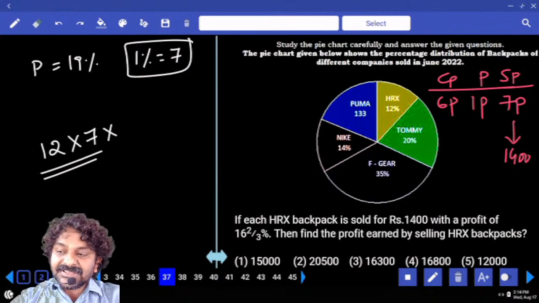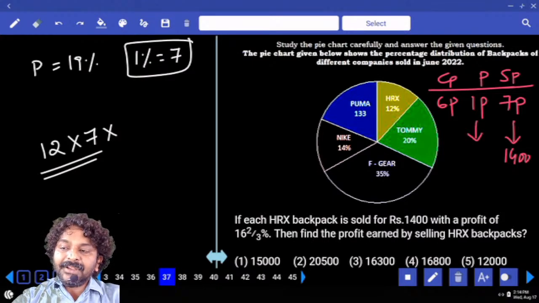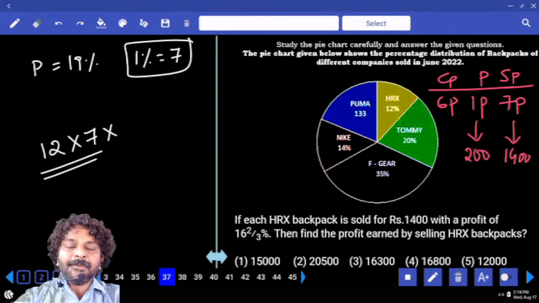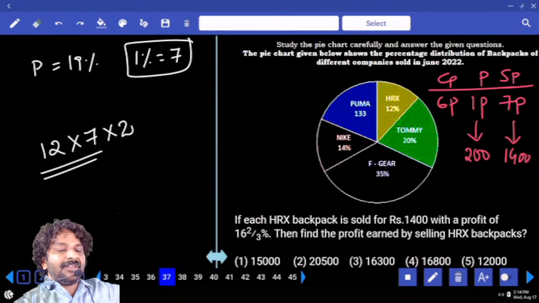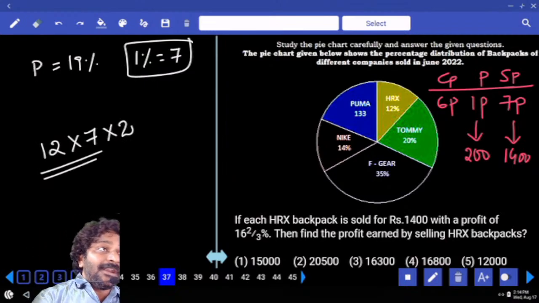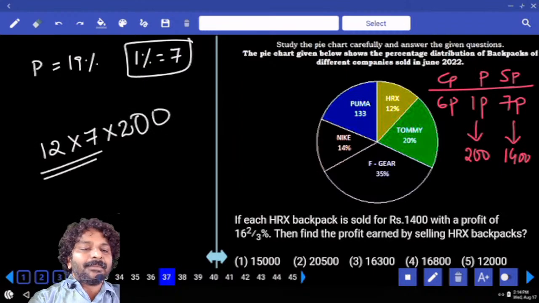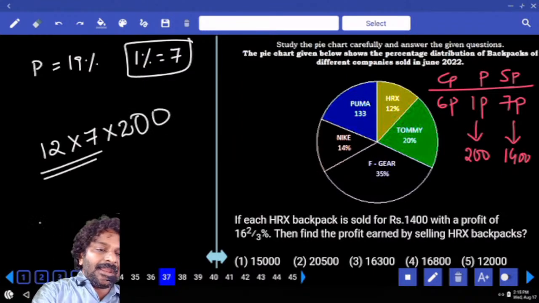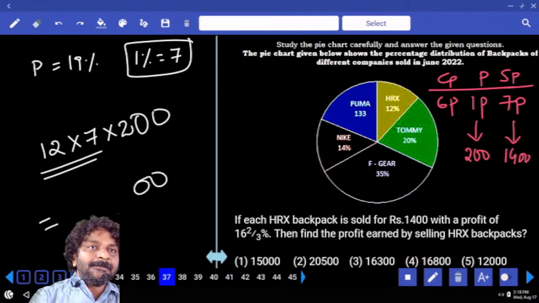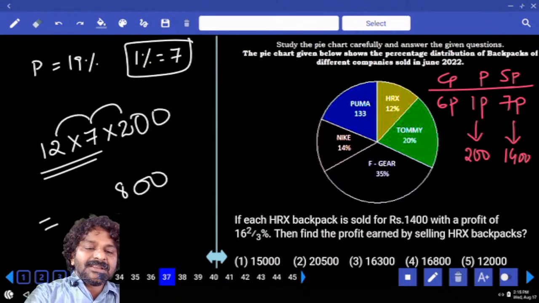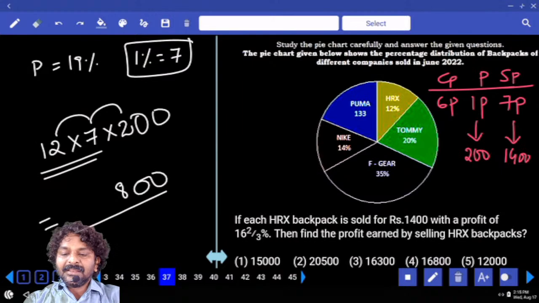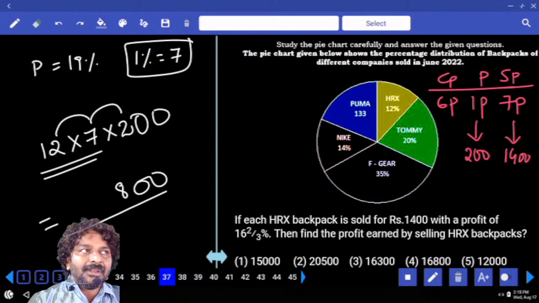If 7 parts is equal to 1400, profit is 1 part, that is equal to 200 rupees. Then total number of items is 12 into 7, profit obtained on each item is 200, and this is going to be our total profit. Is that okay? Right. 2 zeros common. 2 into 7 ends with 4, into 2 ends with... the answer must end with 800. How many options are there? Only one.